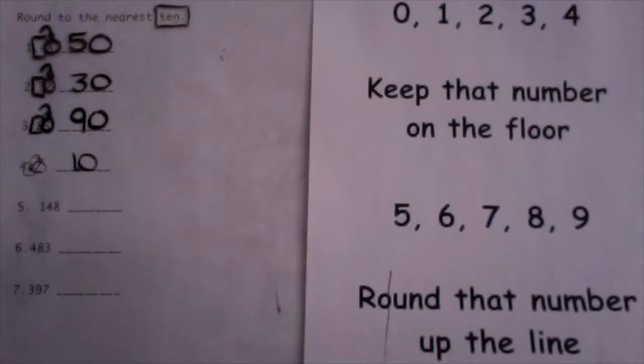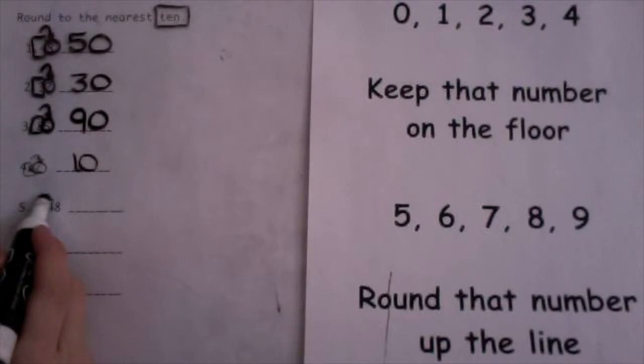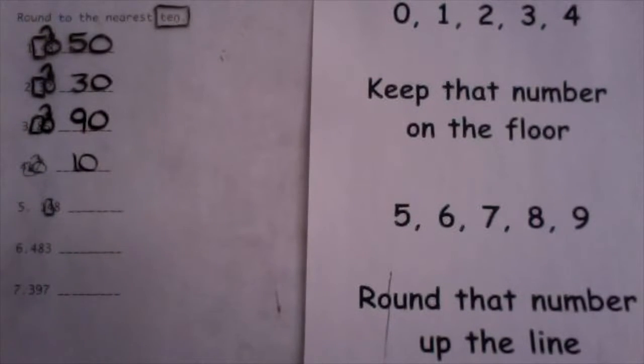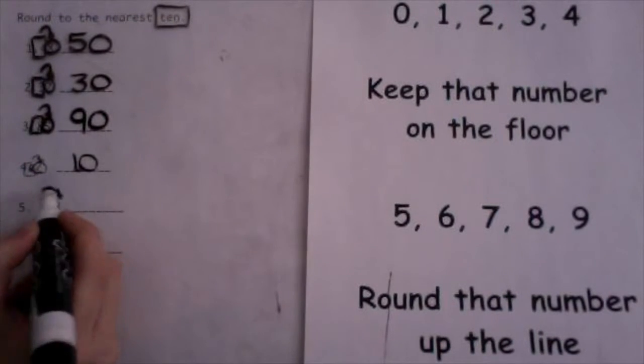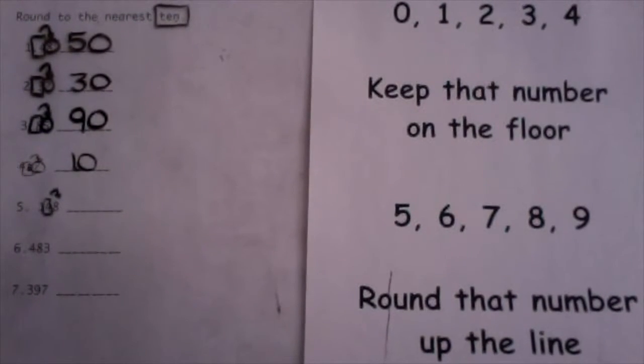Moving on, number 5, 6, and 7, these are 3-digit numbers, but we are still rounding to the nearest 10. So we're still going to be putting a box around that tens place. In the number 148, what number is in the tens place? Right, the number 4. So we're going to put a square or a box around the number 4. And we're going to look to the right to tell us whether or not we're going to keep that number on the floor or round that number up the line.